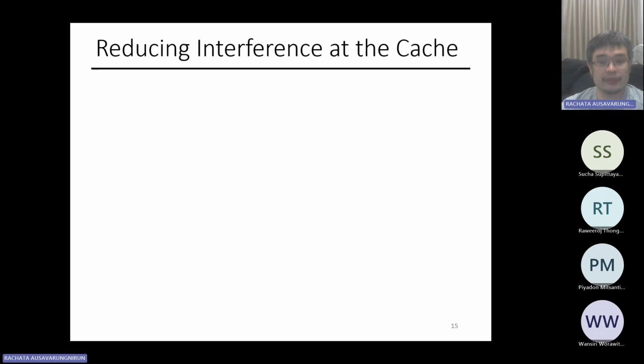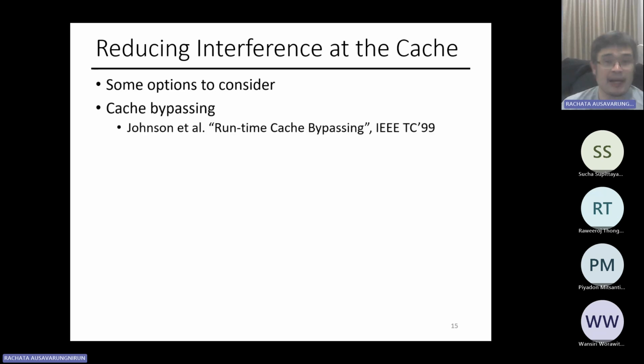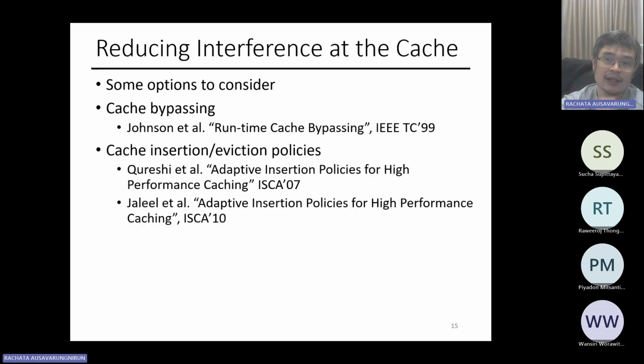You can also reduce interference at the cache, which includes multiple options. You can bypass the cache. Bypassing the cache means that because I know that this is the only time I will need the data, there's no need to put it in the cache, right? So you can do something where I just don't use the cache. I use the data and then I throw it away. I can change the insertion eviction policy.